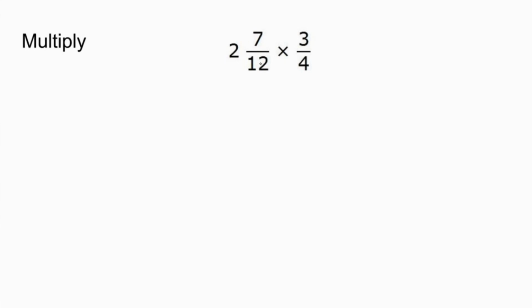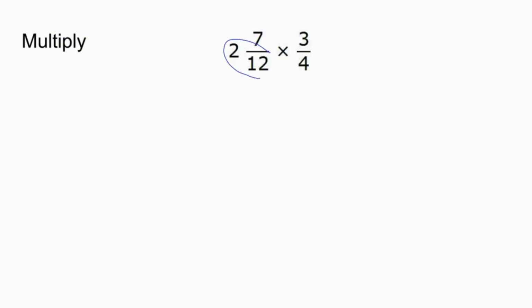Multiply 2 and 7/12 times 3/4. Whenever multiplying a mixed number to a regular old fraction, the first thing I want to do is turn the mixed number into an improper fraction. How do I do that? Multiply the whole number out in front to the denominator.